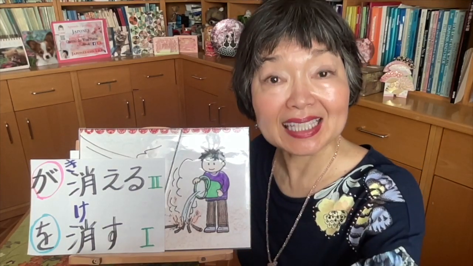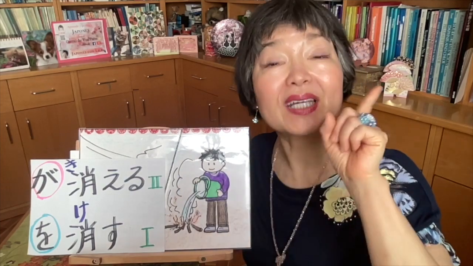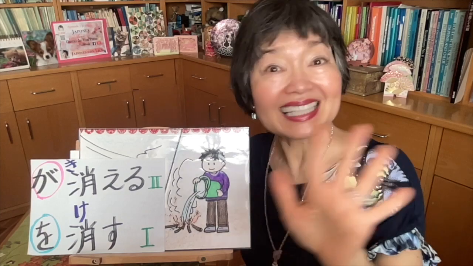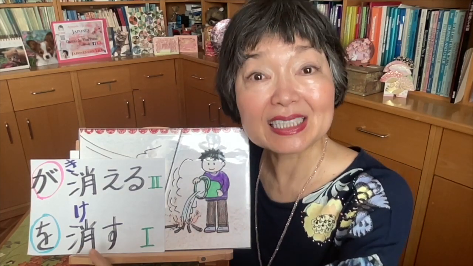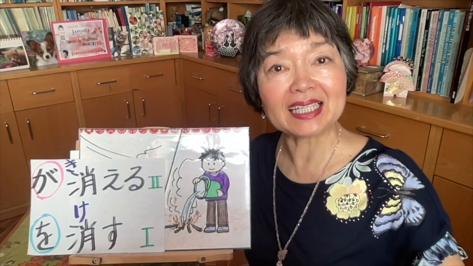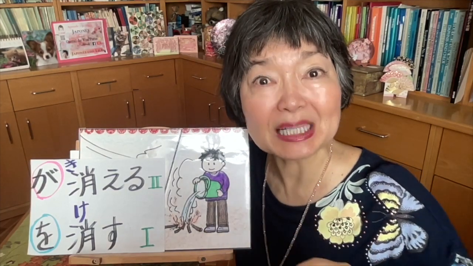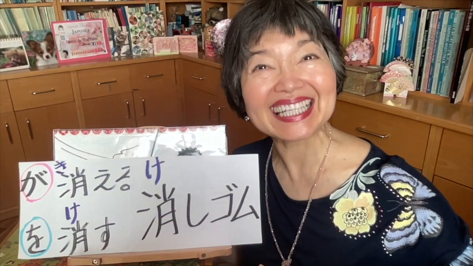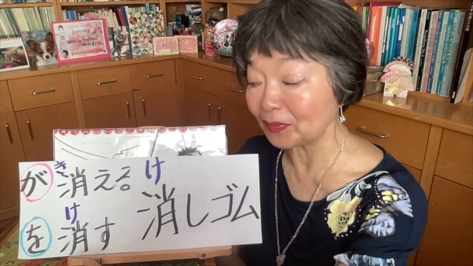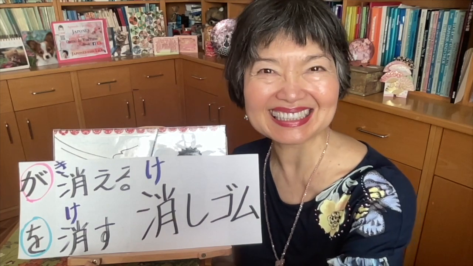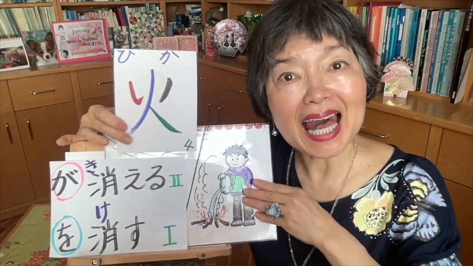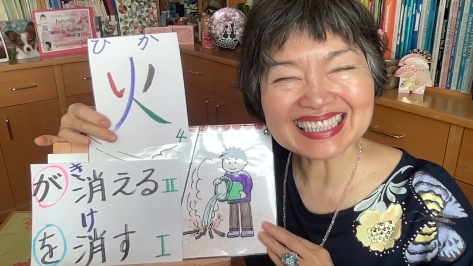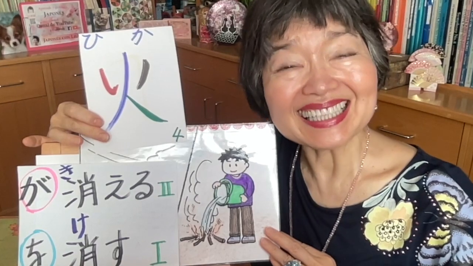The transitive verb to put out something. Something wo kesu. This is group 1. So, keshimasu, kesu, keshite, keshita, kesanai. This verb, kesu, also has other meaning. To erase something. Eraser, we say, keshigomu, because it comes from the verb, kesu, keshimasu. He must turn the fire out. Hi wo kesanakereba narimasen.